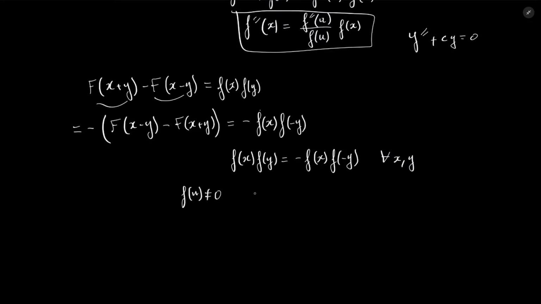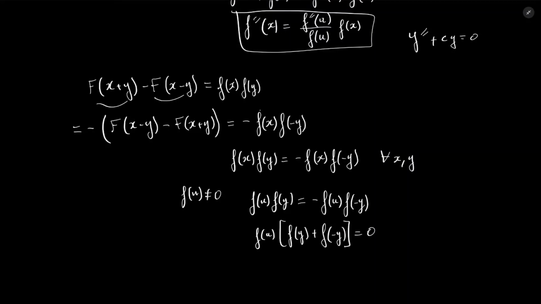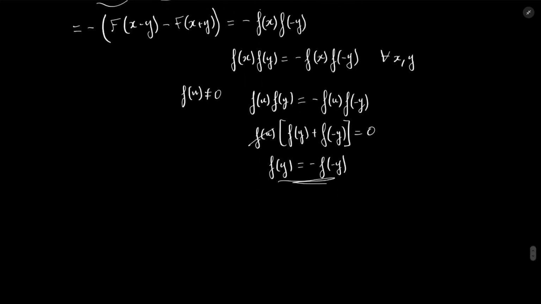And we can write that f of u, f of y is equal to minus f of u, f of minus y, or in other words, that f of u multiplied by f of y plus f of minus y is equal to 0. And since we assume that f of u is different from 0, we obtain f of y is equal to minus f of minus y. So this proves that the function is actually an odd function, and in particular, for any odd function, we have the property that f of 0 is equal to 0.